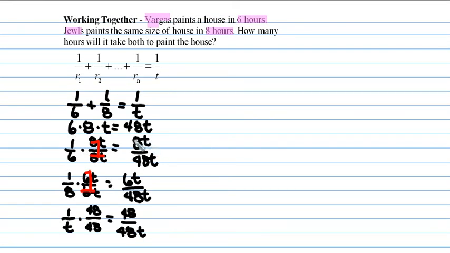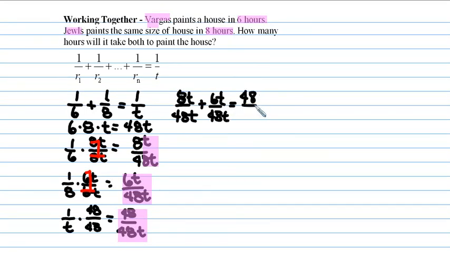Okay, now that I've rewritten all my terms, there's the one that replaced 1/6, this is the one that replaces the 1/8, and this is the one that replaces the 1 over t. So I've got 8t over 48t plus 6t over 48t equals 48 over 48t. Now if you look across here, all our denominators are the same, and when all our denominators are the same, we can drop them. So the new equation that I'm going to use to solve the problem is 8t plus 6t equals 48.